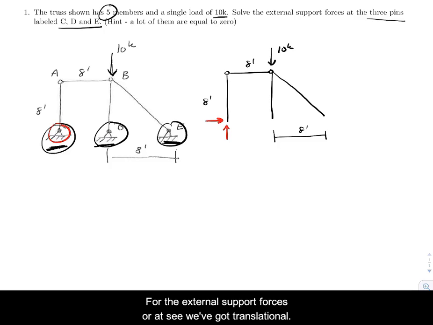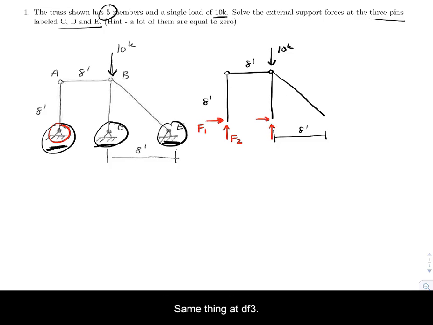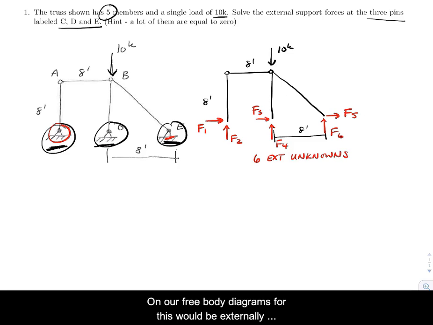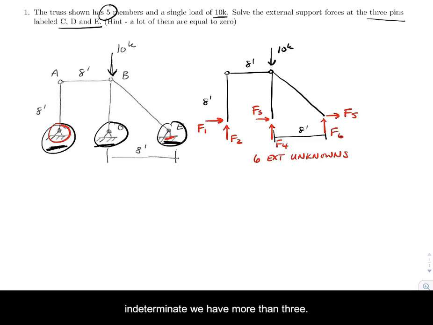Or at C, we've got translational restraint. So F1, F2, two perpendicular forces. Same thing at D, F3, F4. And then also out there at E, two perpendicular forces. We'll call them F5 and F6. So as you count these up, we have 6 external unknowns on our free body diagram. So this would be externally indeterminate. We have more than 3 external unknowns on our structure.